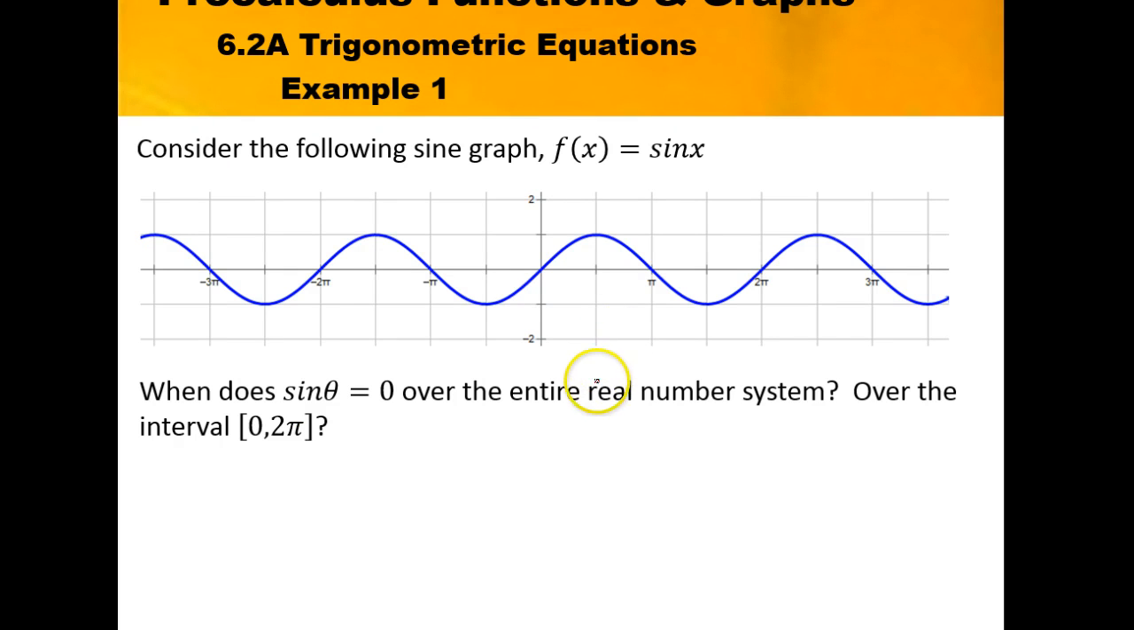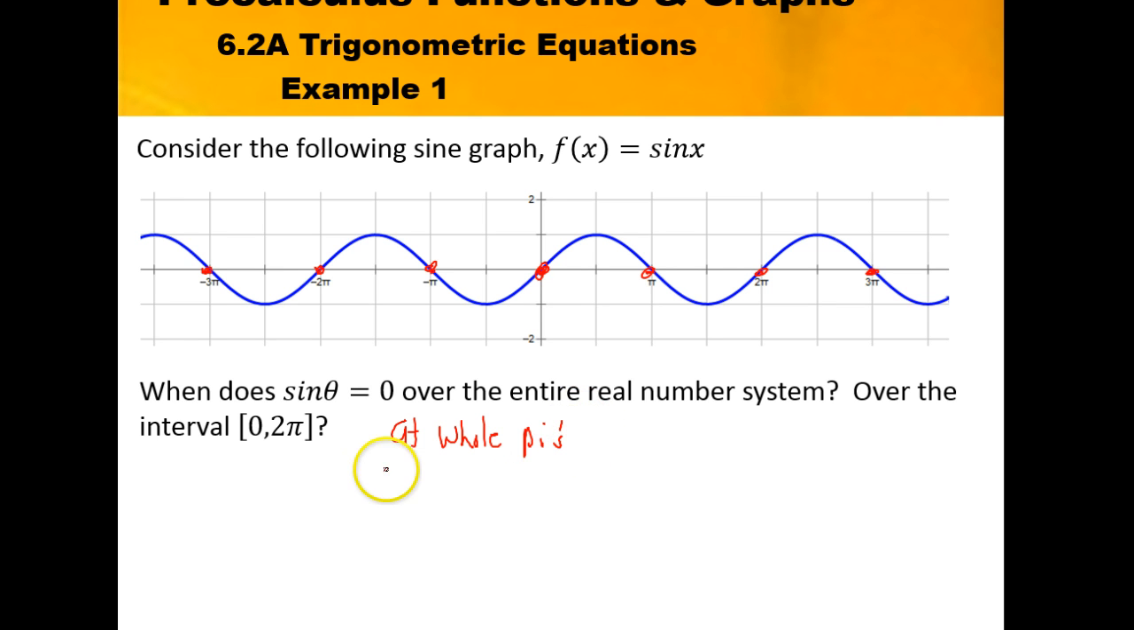Okay, so when does sine equal 0? Well, it equals 0 here, here, here, here, here, here, and here, right? So over the entire real number system, we would say what? What have we been saying? We've been saying at the whole pi's, right? And that's not really a very good mathematical term, but it's what we've been discussing, so that's fine for now, and then we're going to clean that up a bit in a minute.